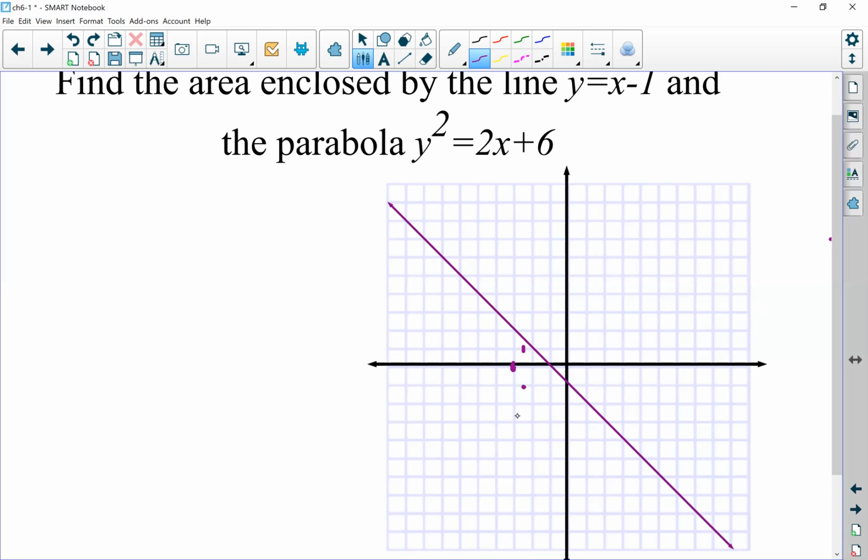Just picking another value, like let y equal 2. So we get 4 equals 2x plus 6. So x would be -1 when y is 2 and when y is -2. And I think you can see what's going on here.